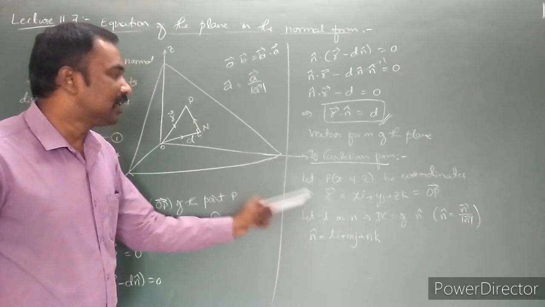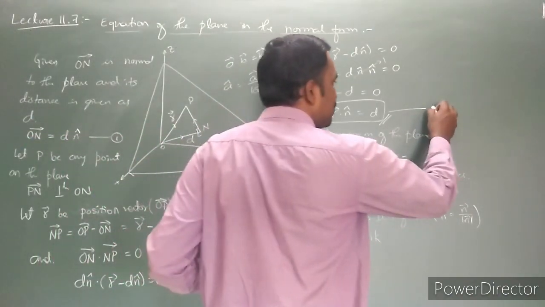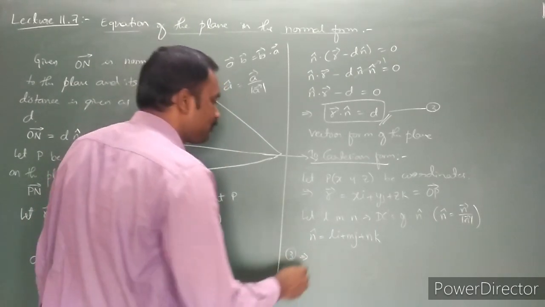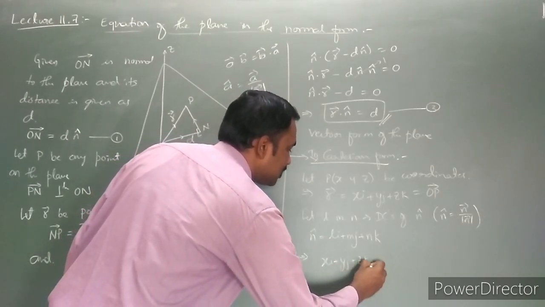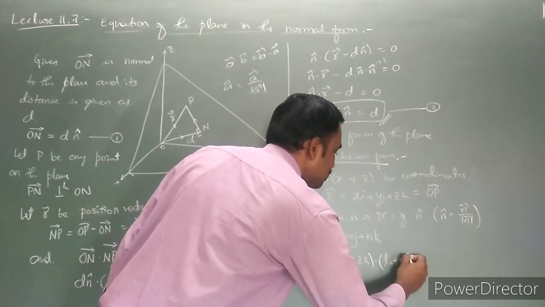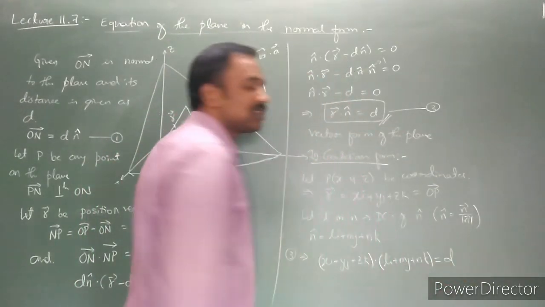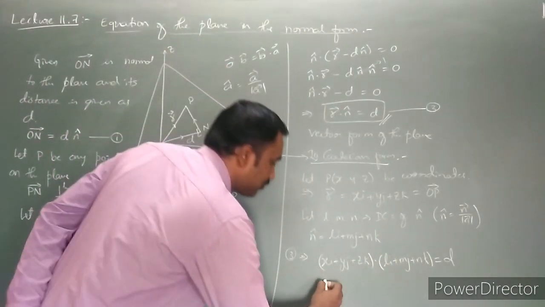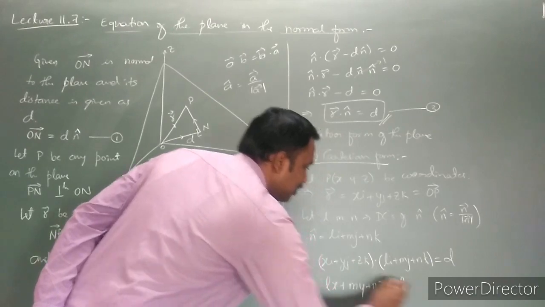Now replacing the unit vector and the vector r in equation number 3. What is equation number 3? r bar is xi plus yj plus zk, dot product with li plus mj plus nk, is equal to d. Now the dot product of these two vectors gives lx plus my plus nz is equal to d.